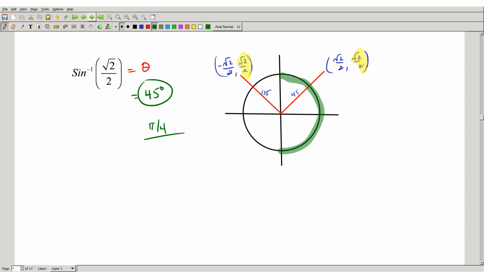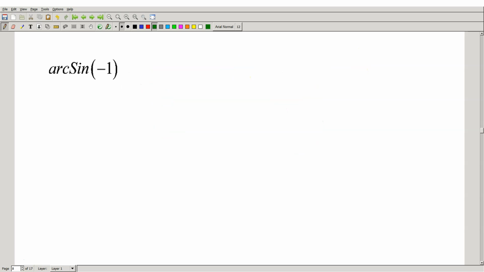All right, let's try another. Let's say we have the arc sine of negative 1. Now, by the way, arc sine is the same way of saying sine inverse. It's just another way that we can write this out. So this right here, arc sine, is the same thing as saying sine inverse of negative 1. We're still trying to figure out which angle there is going to work. So think about, again, my unit circle.